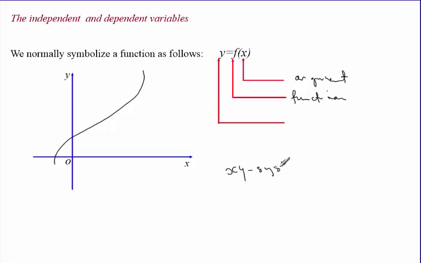That is the meaning of this. When I'm writing something like this, I'm simply meaning that this function can be represented on an xy system of coordinates. What if I write y equals s of t?